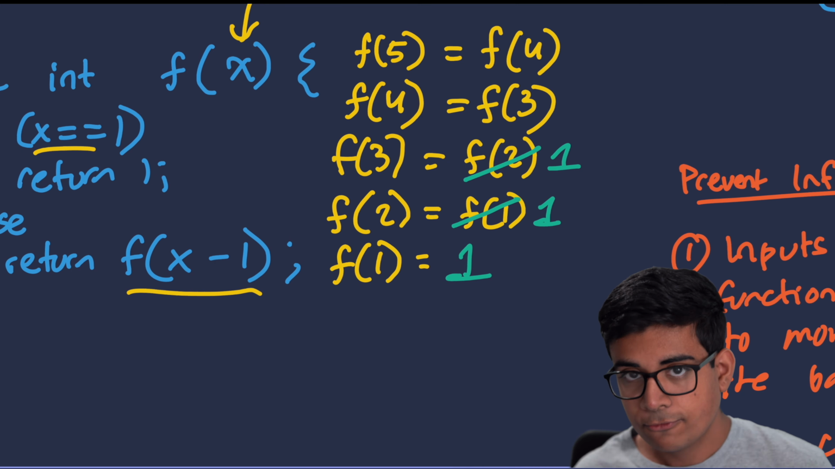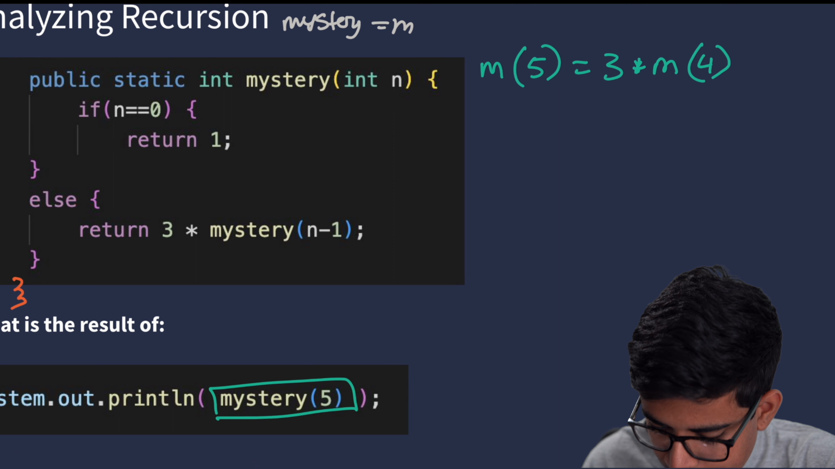So mystery 5, well, if we look here, the first thing that it comes to in our code block is this if statement, right? And is 5 equal to 0? Well, no, it's not. So it's going to return this, right? So what is this returning? Well, this is going to equal 3 times mystery 4, right? Because you have n minus 1 and n is 5 in this particular case, okay? So m of 5 is equal to 3 times m of 4. Well, obviously this does not really help as much because now we need to continue going.